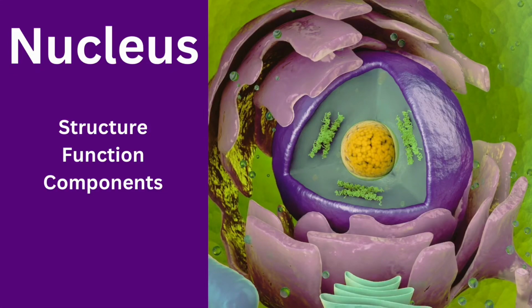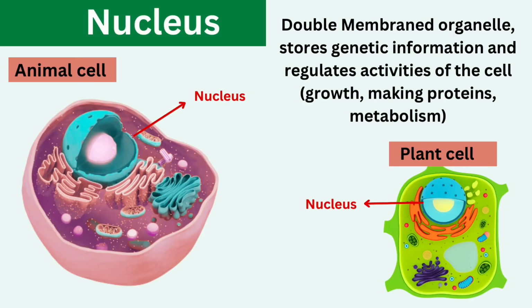Today I'm going to discuss the most important cell organelle, that is nucleus. The nucleus is a membrane-bound organelle found in the majority of eukaryotic cells. It is the control center of the cell and it has two important jobs.